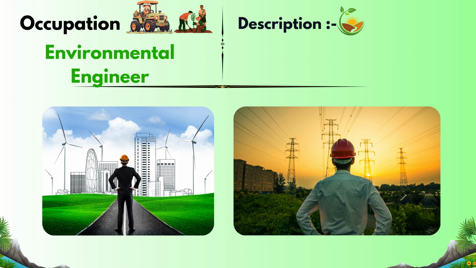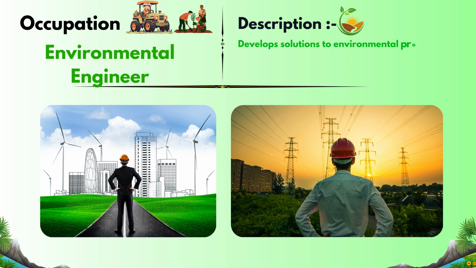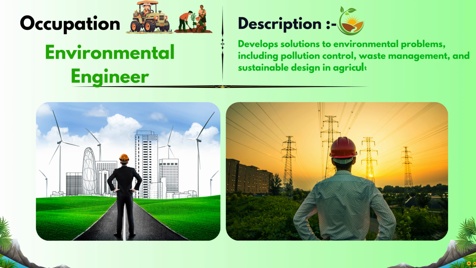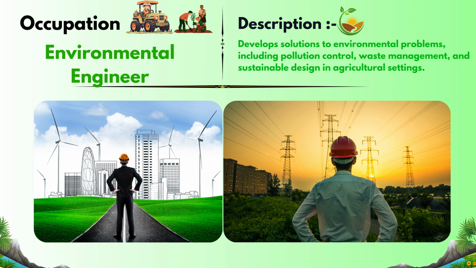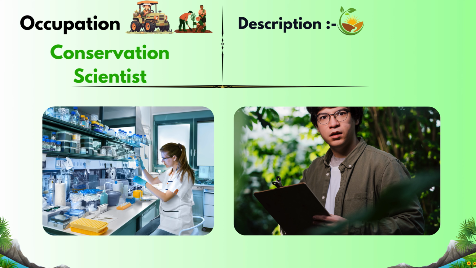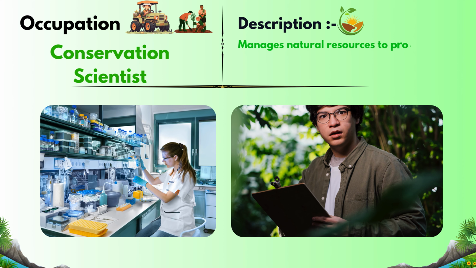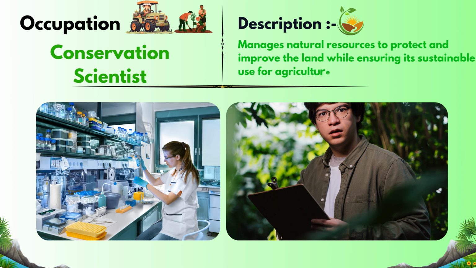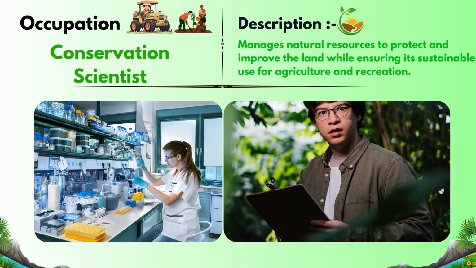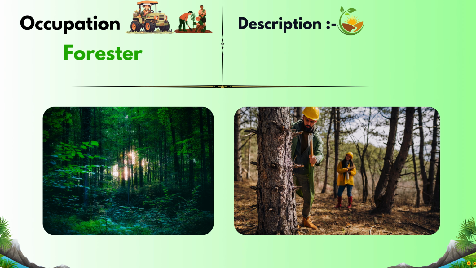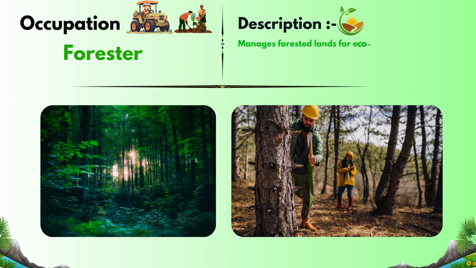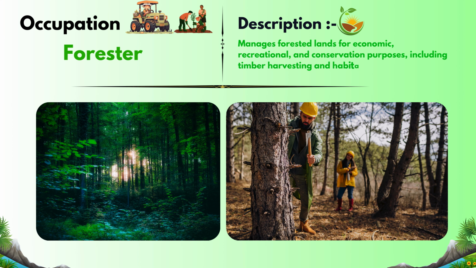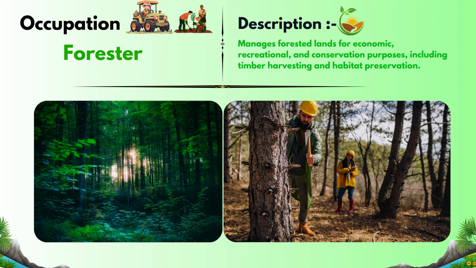Environmental engineer. Develops solutions to environmental problems, including pollution control, waste management, and sustainable design in agricultural settings. Conservation scientist. Manages natural resources to protect and improve the land while ensuring its sustainable use for agriculture and recreation. Forester. Manages forested lands for economic, recreational, and conservation purposes, including timber harvesting and habitat preservation.